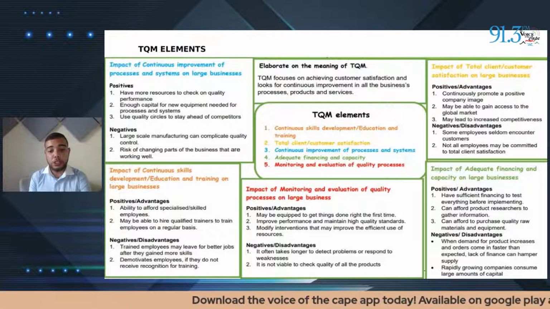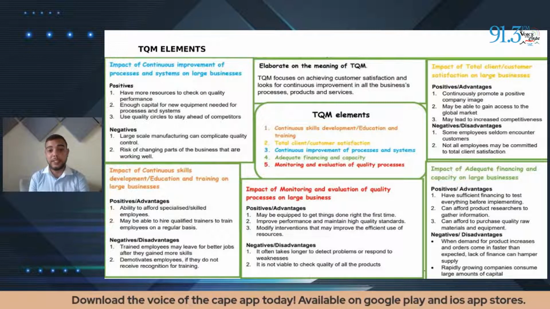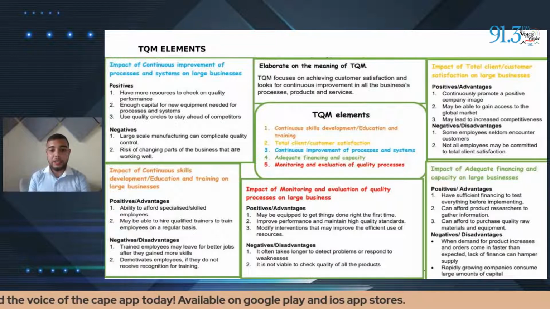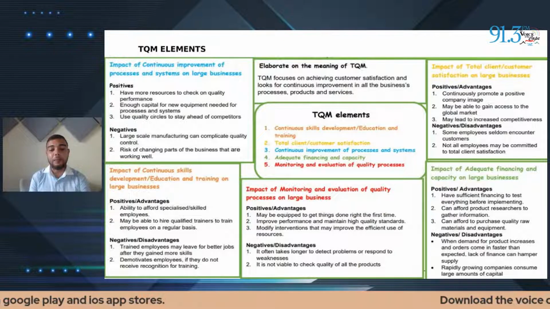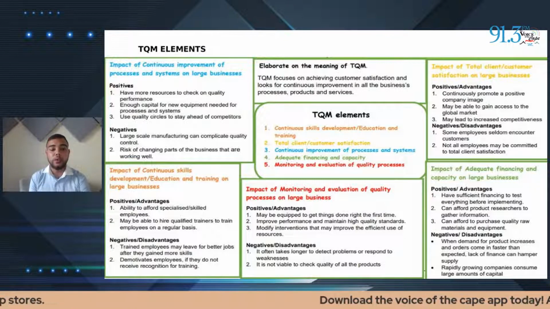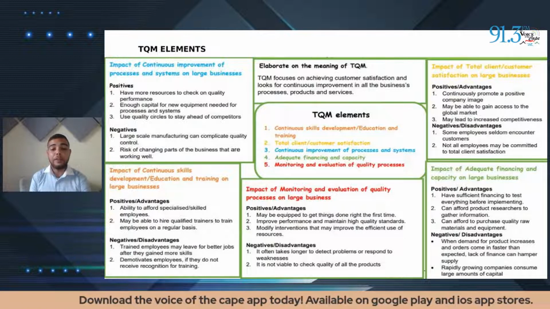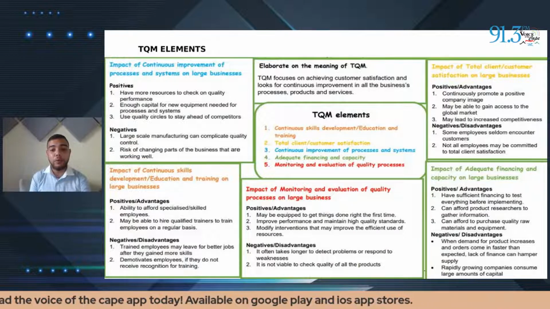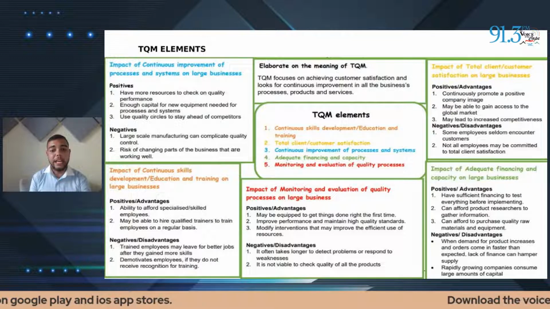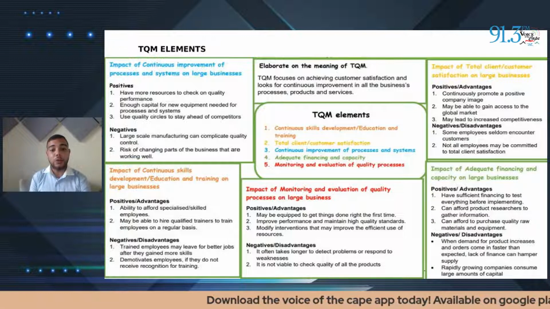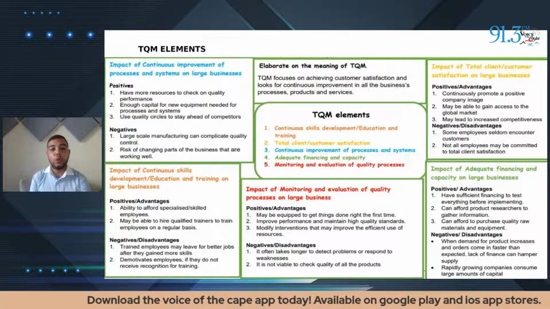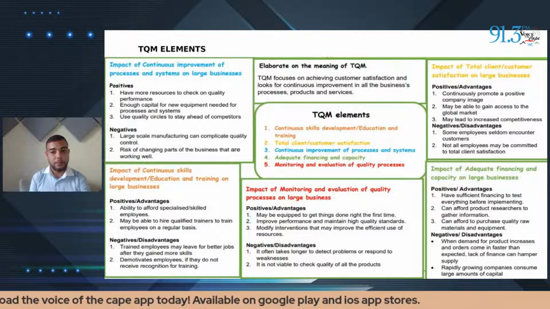Monitoring and evaluation of quality processes on large businesses. So, the positives about this is that it may be equipped to get things done right the first time. So, therefore, quality assurance will take place. Improve performance and maintain high quality standards. Modify interventions that may improve the efficient use of resources. The negative about this is that it often takes longer to detect problems or respond to weaknesses, as well it is not viable to check quality of all the products.